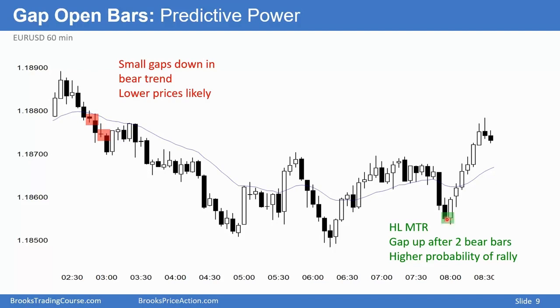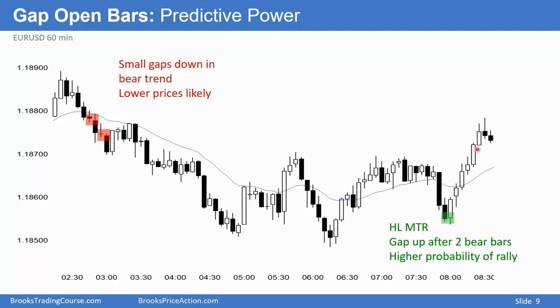When you see that open above the close and the context is good for a potential reversal, traders are going to either buy as soon as that bar closes or as soon as it starts to reverse up. Something's wrong with the bears if we have a potential for a major trend reversal up and we have consecutive bear bars followed by a gap up. That is not good for the bears.